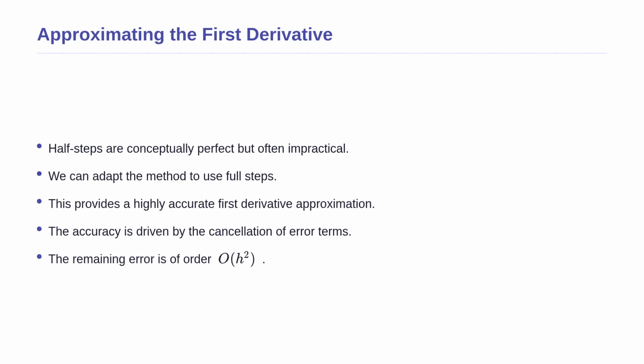While the half-step formula is conceptually perfect, we often need to adapt this method to use full steps for practical calculations, like finding the first derivative. The first derivative represents the exact rate of change. By using a full step forward and a full step backward, we maintain that beautiful symmetry. Because of this symmetry, the largest error terms mathematically cancel each other out. This leaves us with an error of order h squared, which is significantly smaller than the error in one-sided differences. Let us see the formula that makes this happen.